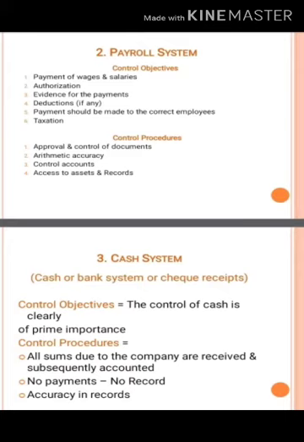So the control objectives in respect of a wages or a salary system are as follows. The first one is, when you are paying the wages or a salary, it should be made only with respect to the employees who are authorized in the company, those who are regular to your company. There are no fake employee names in the wage sheet or the payroll system.